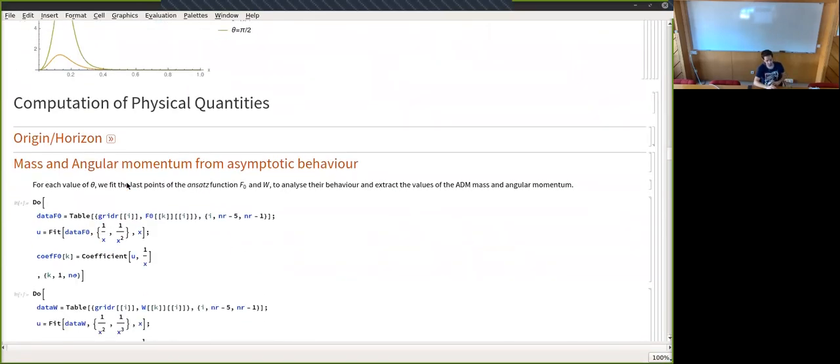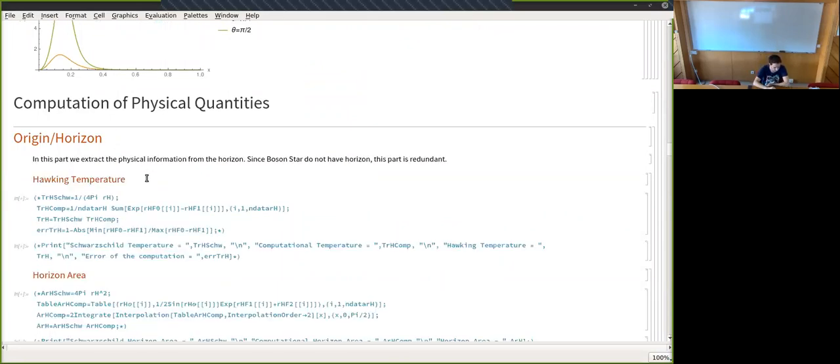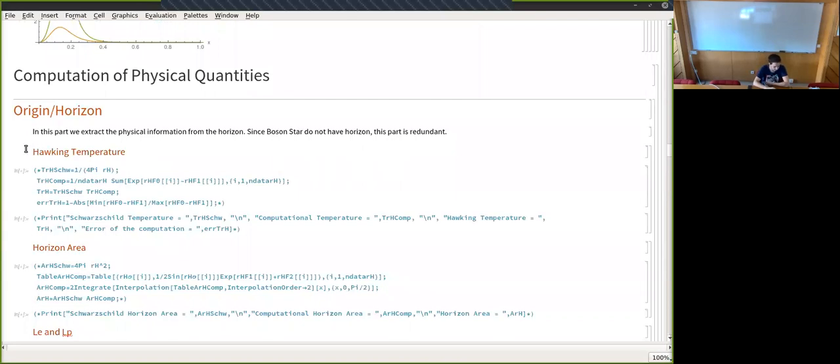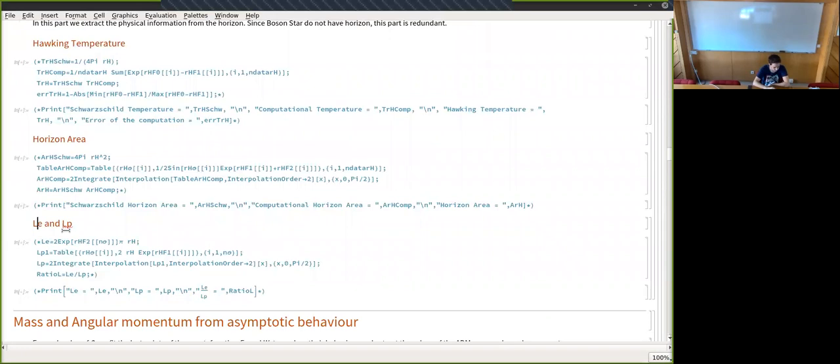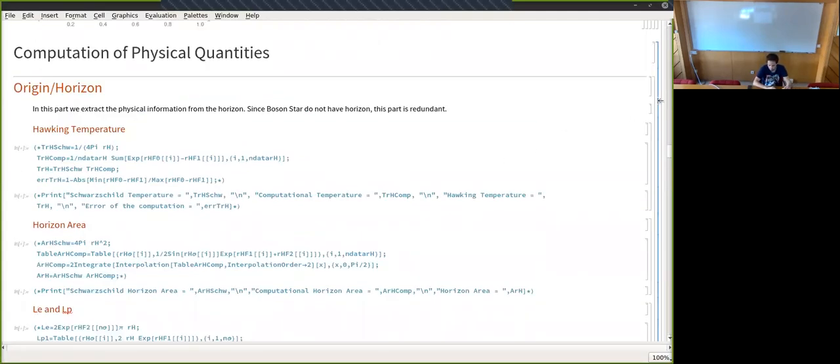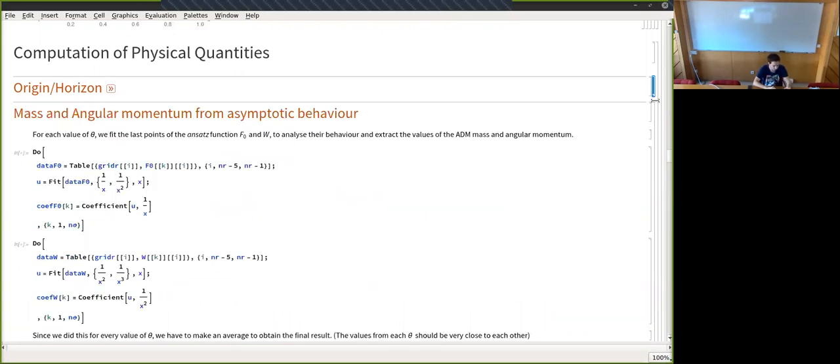Then, after that, you can start to obtain the physical quantities. So here I have the part for the horizon, where you have the Hawking temperature, the horizon area, and these two quantities, which are associated to the length around the equator and around the poles, but this only works for black holes. But since we are working with boson stars, that doesn't make sense. That's why it's all commented.